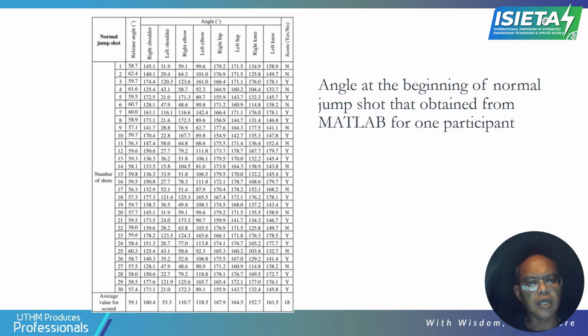These are the details of the table, which shows the angle at the beginning of the normal jump shot. This data was obtained from MATLAB from one of the participants. It shows the normal jump shot, the number of shots, and the angle studies, including the release angle, the right shoulder, left shoulder, until the left knee.